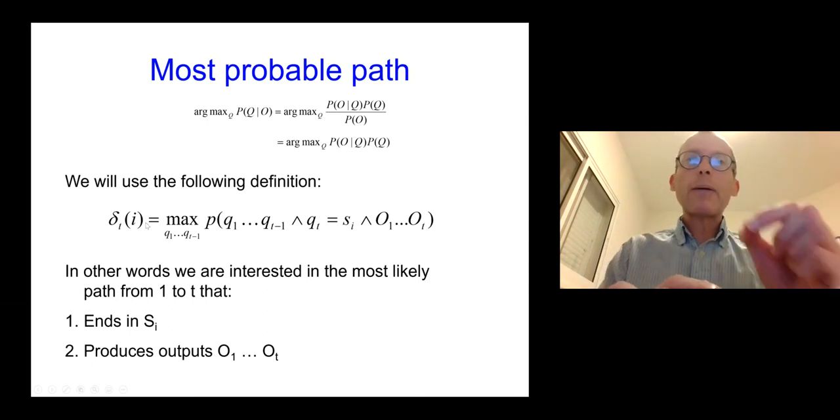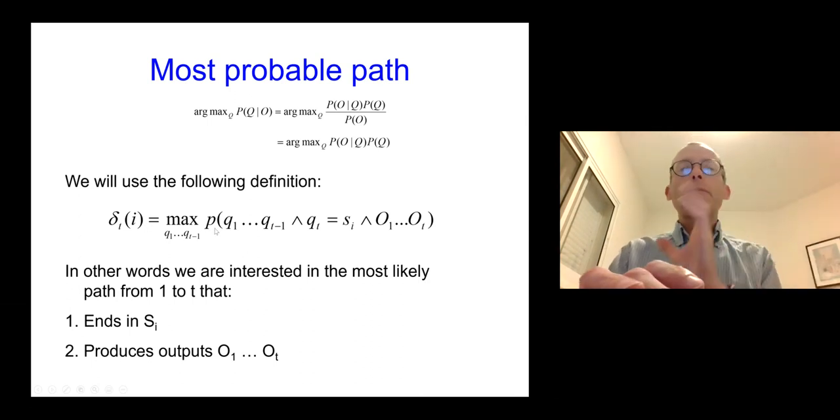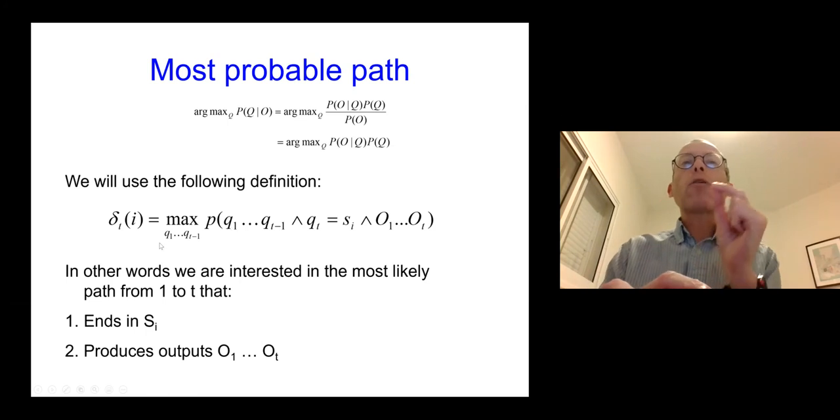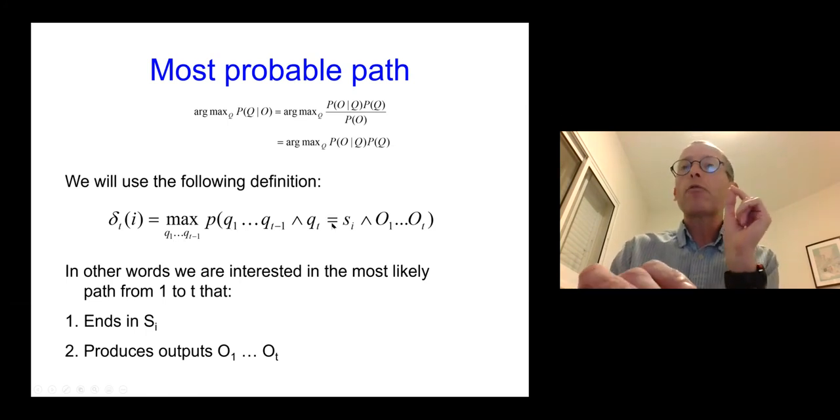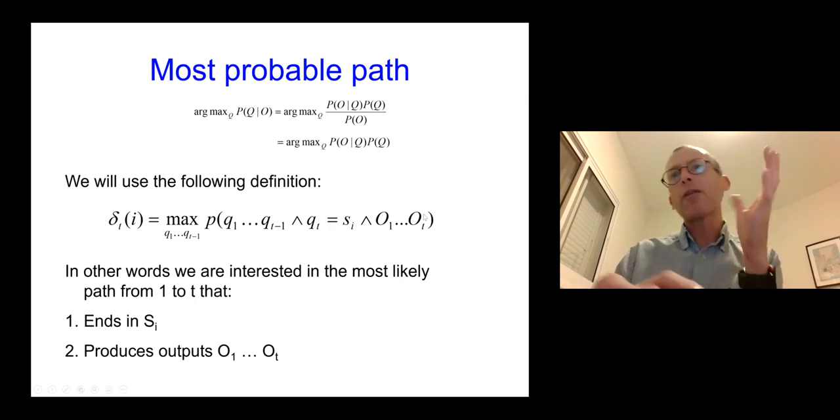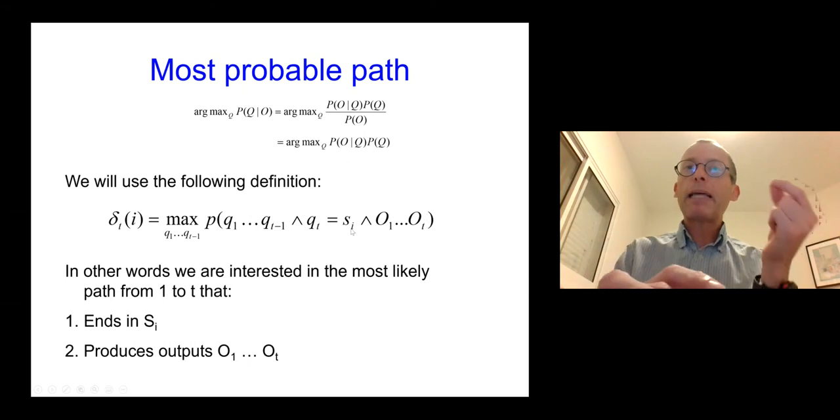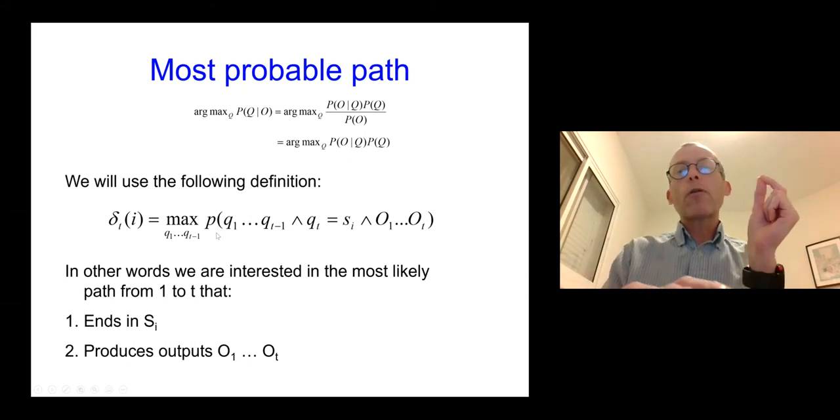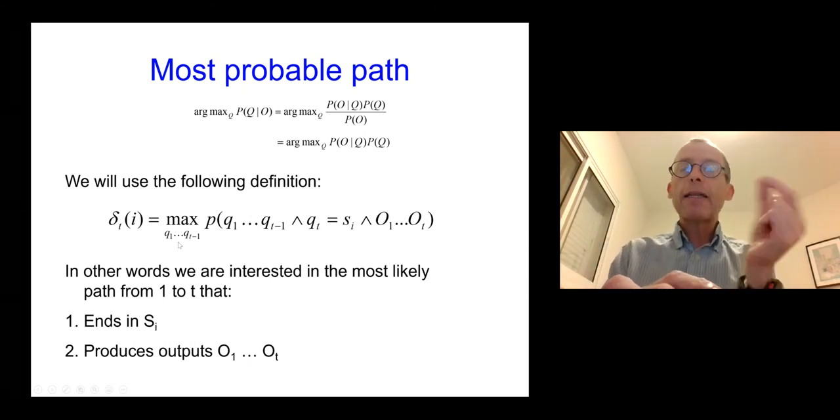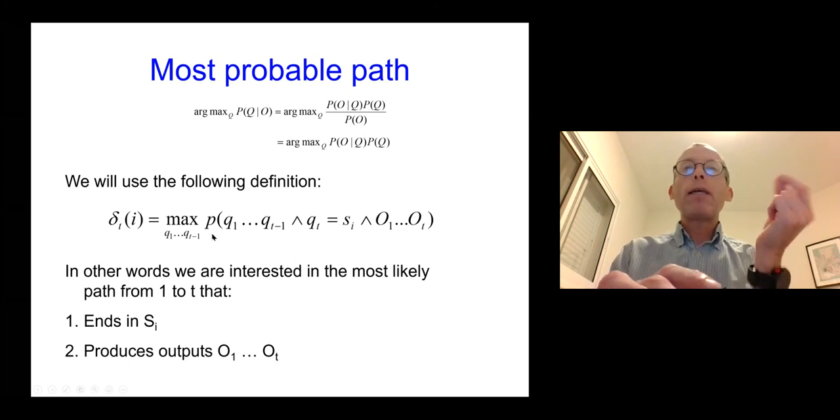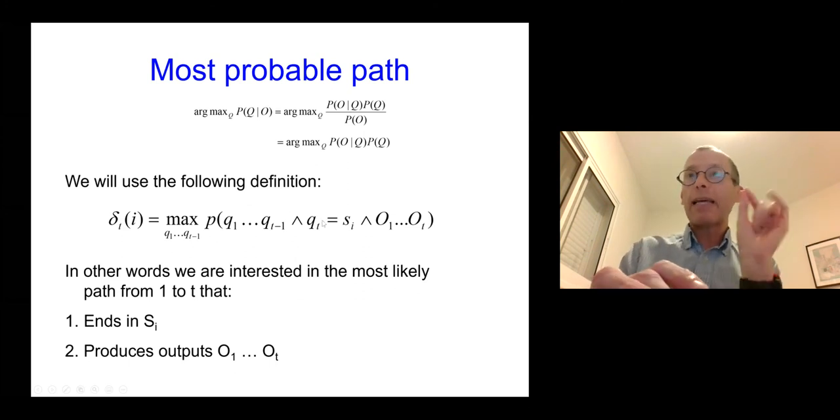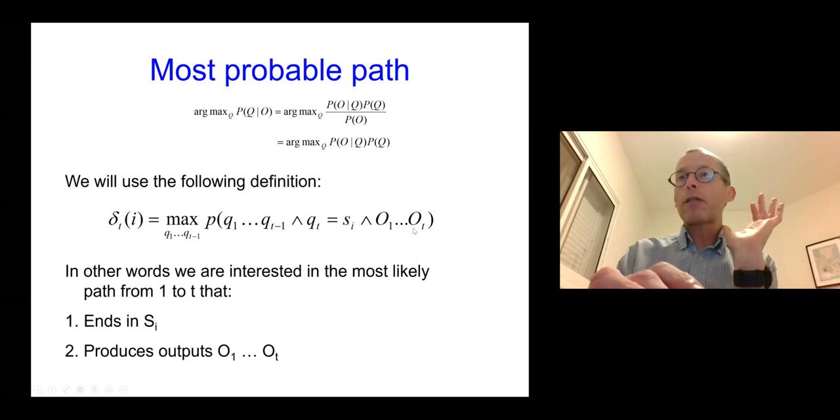So this is our max, but it has to, okay, I take it back. This is argmax over Q1 to QT minus one. So this could be any of these states, but you have to finish in SI. This is the only one that is constrained. And of course the observations are observed, but the last one has to be I. So we're trying to find the set of states that will lead to the highest probability given that the last state is I and the set of observations.